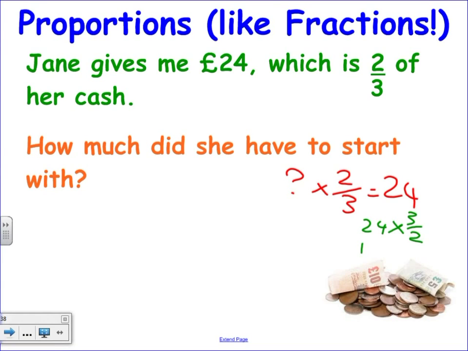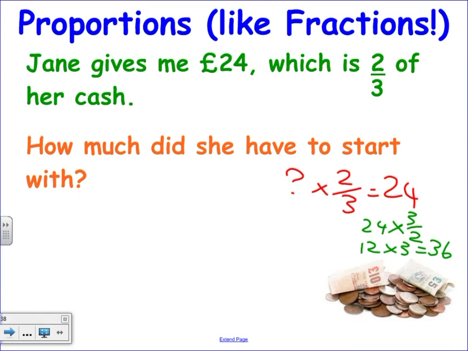So we divide by 2, which is 12. We multiply by 3, and we got 30. So I was looking for a number that when I multiplied it by 2/3 gave me 24, and 2 weeks ago we would have done it like that, and that was in your fractions homework. Okay? What I'm going to show you now is how to do these sorts of problems as a ratio.